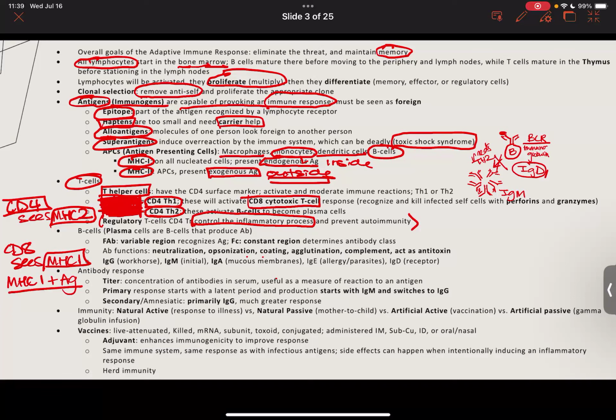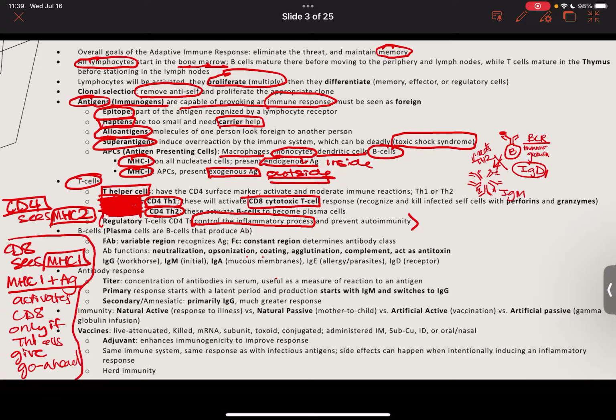MHC1 plus antigen activates CD8 cells only if Th1 cells send the signal, give the go-ahead. That's really what that whole section is talking about there. I wrote it in the worst way to confuse everybody as much as I could, apparently. But yes, we're clearing that up now, okay?